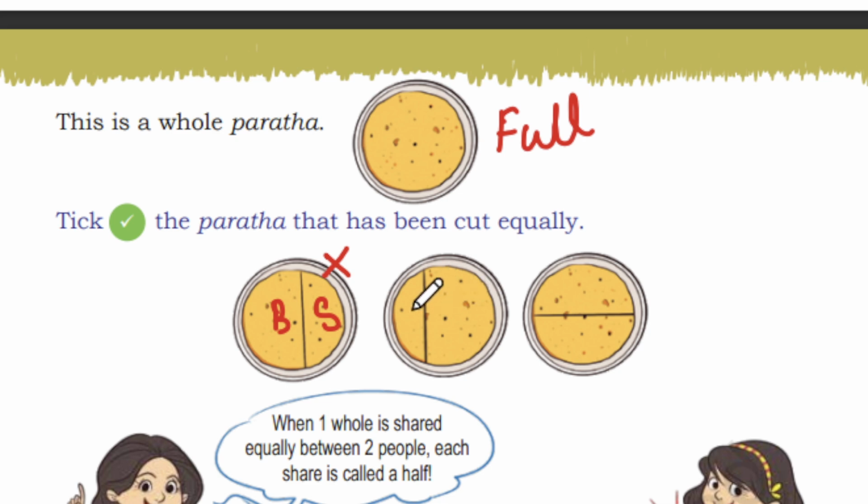So when you check, this one is the smaller portion, and this one is the bigger portion, and this is also not equally cut. But when you look at this barotta, the line is drawn in the center, and this one is equal, and this one is also equal. So this one is the exact paratha which is equal in size. Okay.